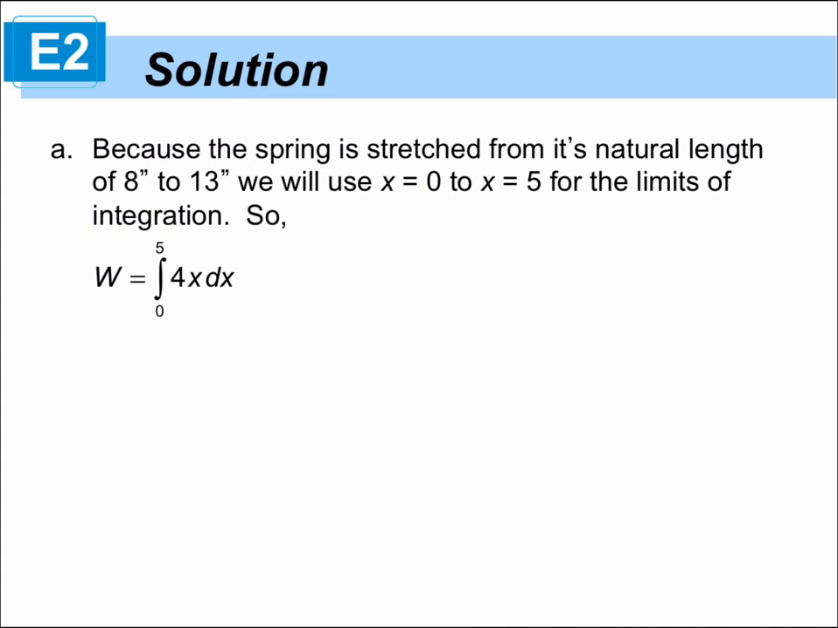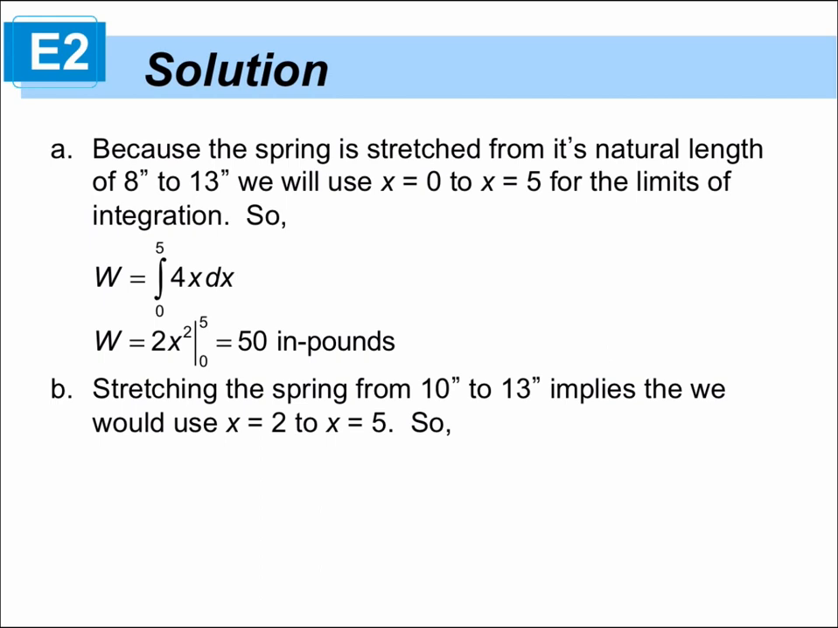So think of it this way. If you take a little piece of that spring, there's a certain amount of force that acts on that little piece of spring. We want to look at little pieces of spring from 8 to 13 inches, the natural length up to the distance that we're extending it. And you can see, like I said, that's an easy integral. Okay, so take it through that, and we get 50 inch-pounds.